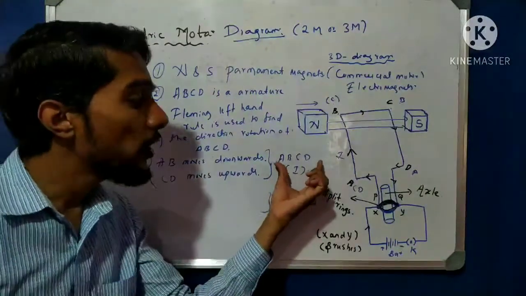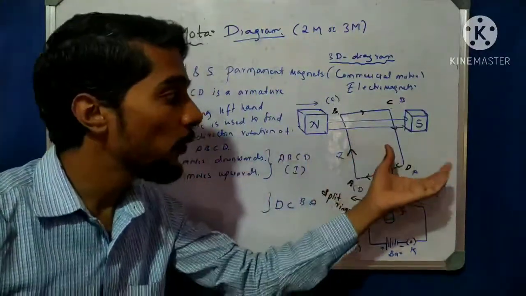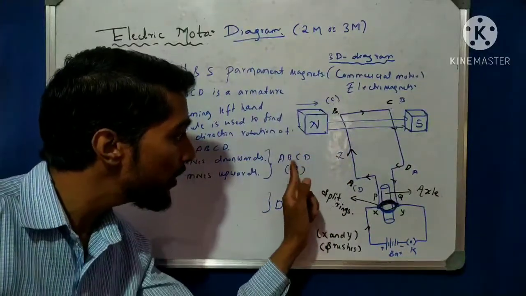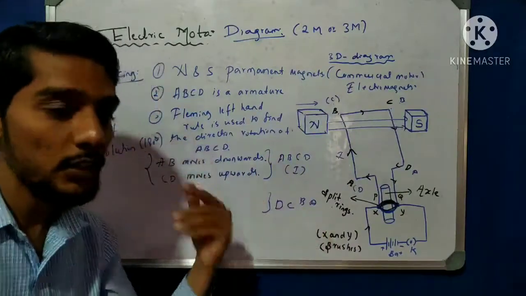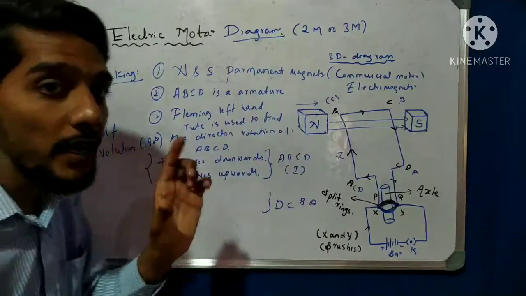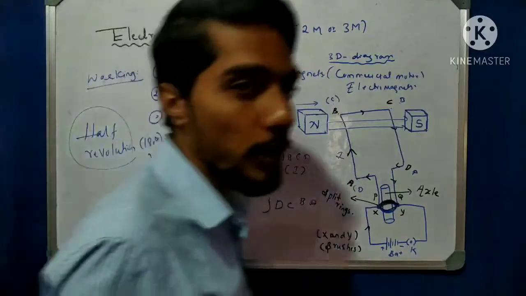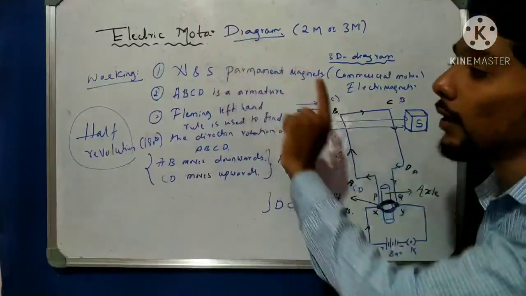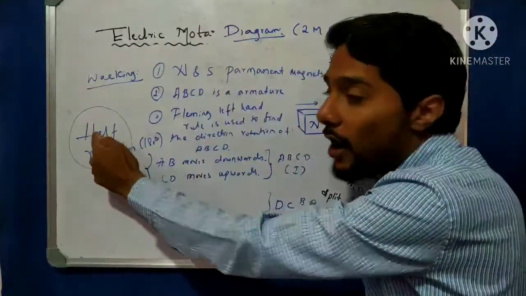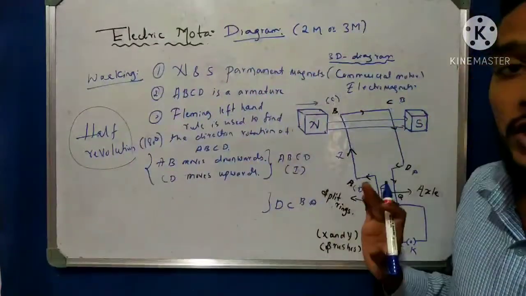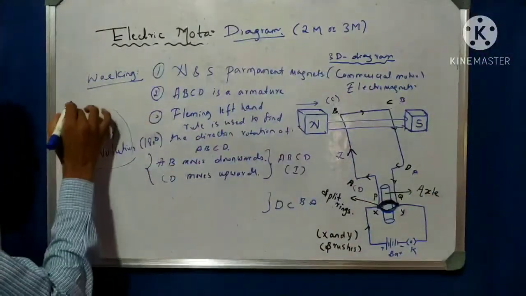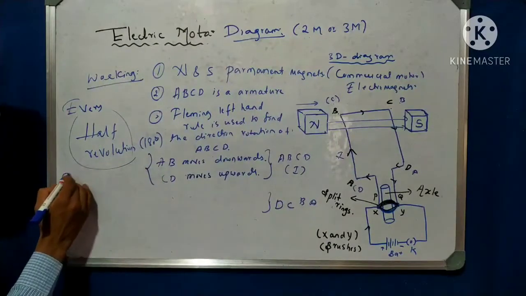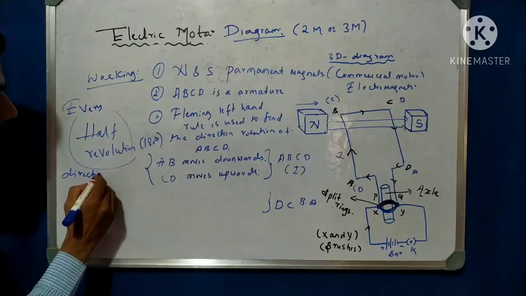We observe that in the first case the current is ABCD, but when half rotation is done, the current is now DCBA, the reverse direction. This reversal of current happens when a half rotation has taken place. It is very important: the direction of the current is reversed in the electric motor every half rotation. Every half revolution, 180 degrees, the direction of current changes.